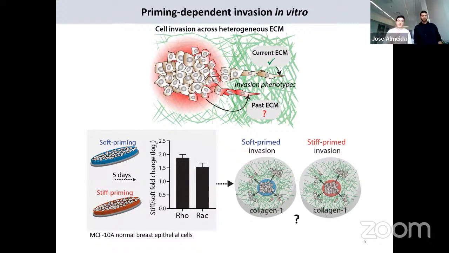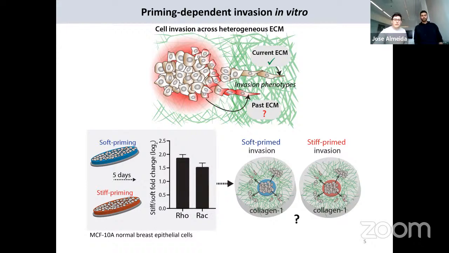So going back to this, we use a polyacrylamide gel. We prime them on a soft and stiff environment. Our soft is 0.8 kPa and our stiff is 16 kPa. We use MCF10As, which are normal breast epithelial cells. After those 5 days, we encapsulated the cells in collagen, 2.3 milligram per milliliter concentration, and we let them invade for 3 days.